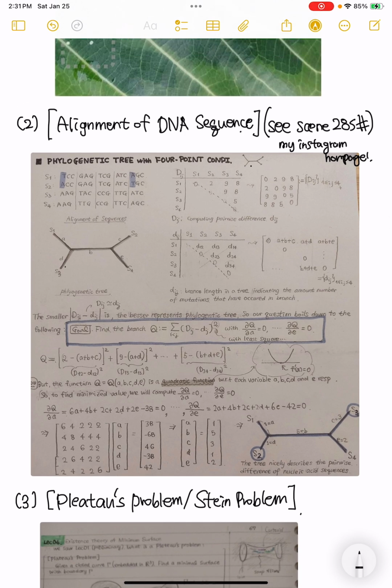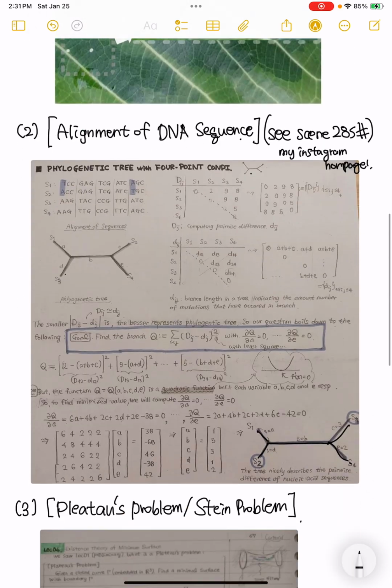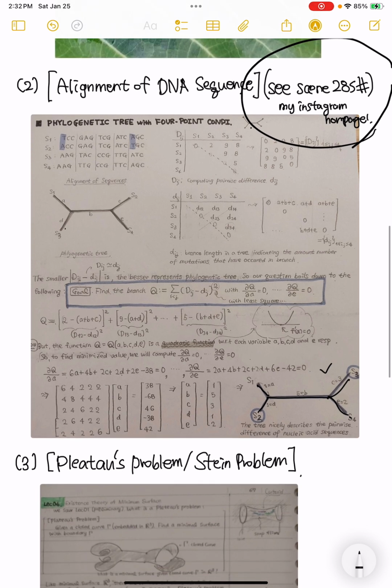Then in this phylogenetic tree, we can check the four-point condition. The detail of how we obtain the phylogenetic tree like this, check my Instagram homepage, scene 285. This is so complicated, and there is a lack of time to describe all parts of this model.